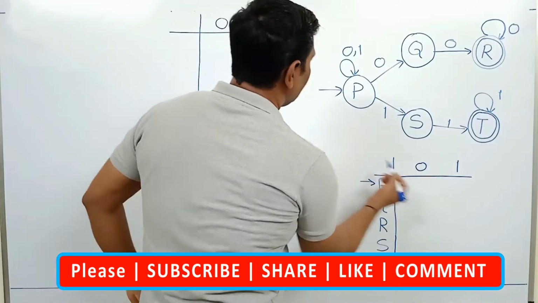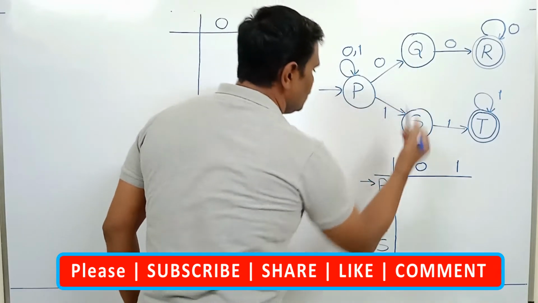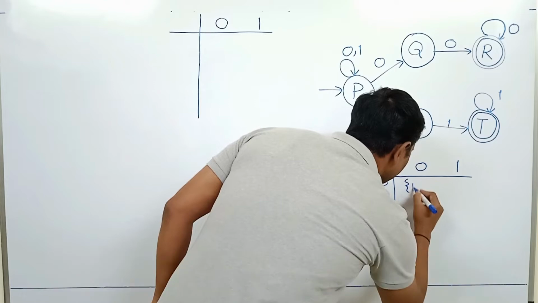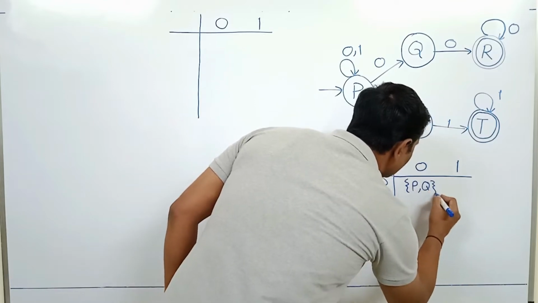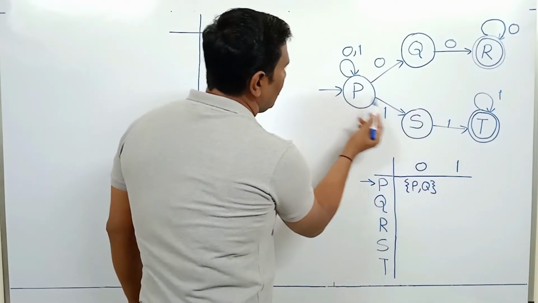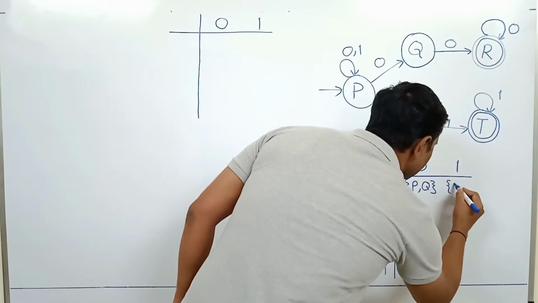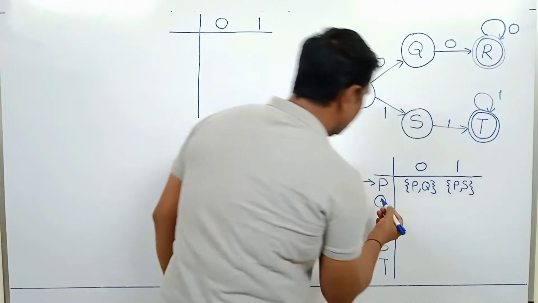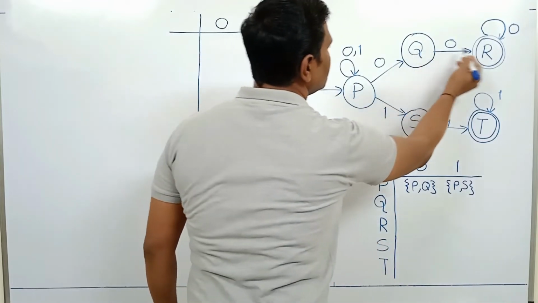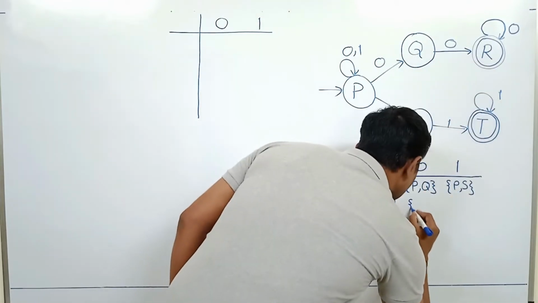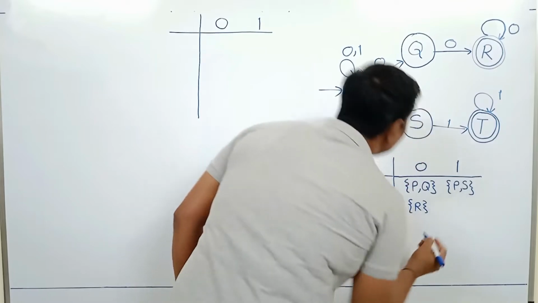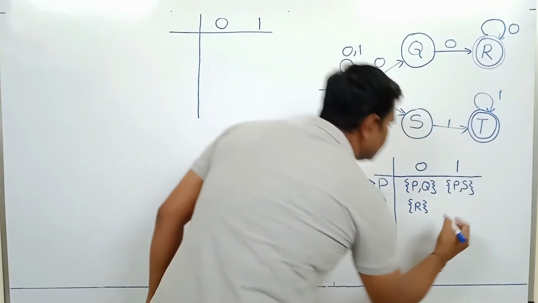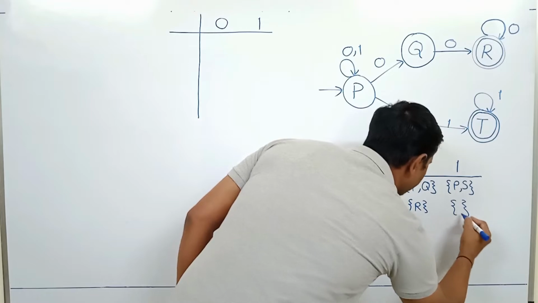So P on 0 goes to P or Q. P on 1 goes to P or S. Q on 0 goes to R. Q on 1, there is no transition, we write empty set.